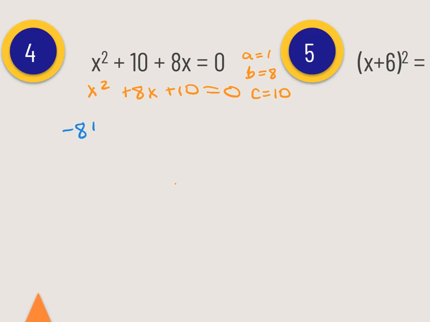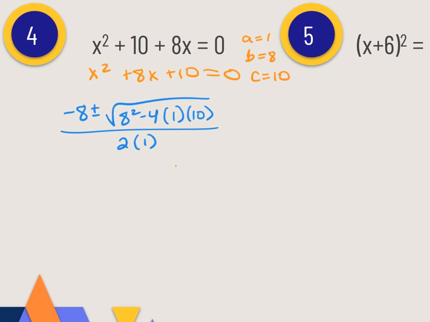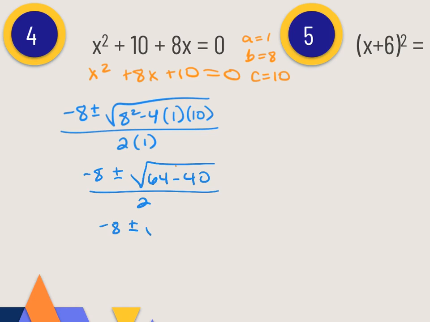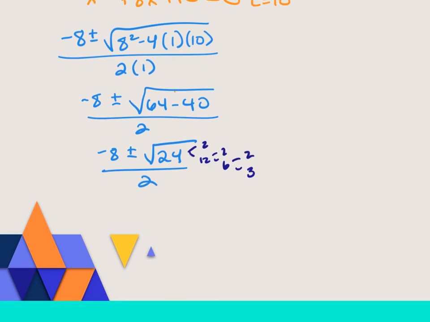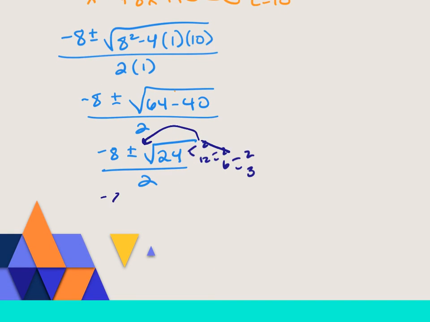So, negative 8 plus and minus the square root of 8 squared minus 4 times 1 times 10 all over 2 times 1. Negative 8 plus and minus the square root of 64 minus 40 all over 2. Negative 8 plus and minus the square root of 24 over 2. 24 is 2 and 12, 2 and 6, 2 and 3. A pair of 2's goes to the outside. Negative 8 plus and minus 2, there's a 2 and a 3, so root 6 over 2.